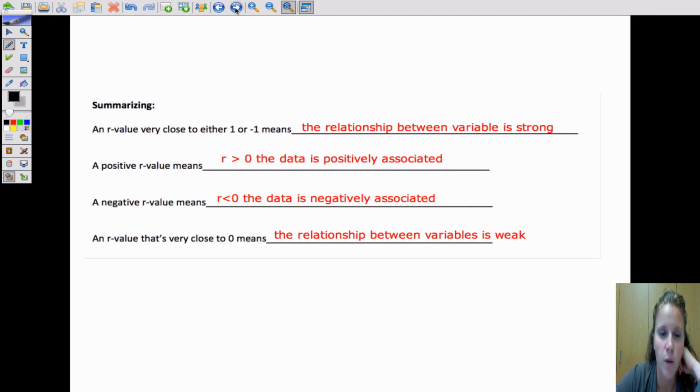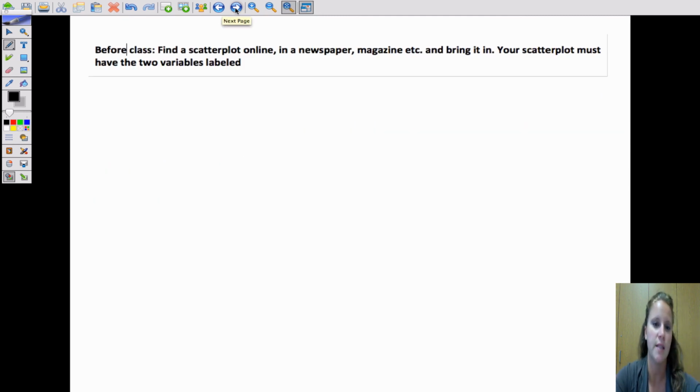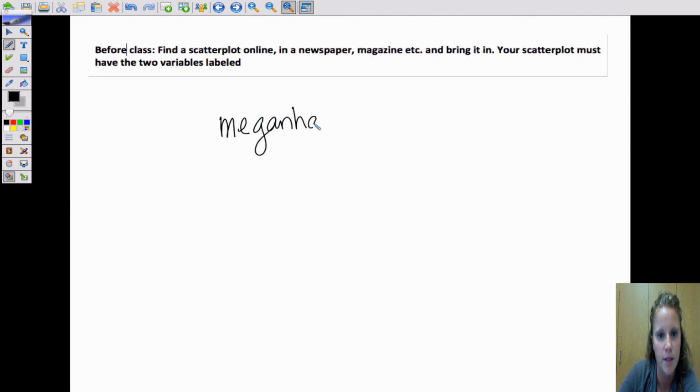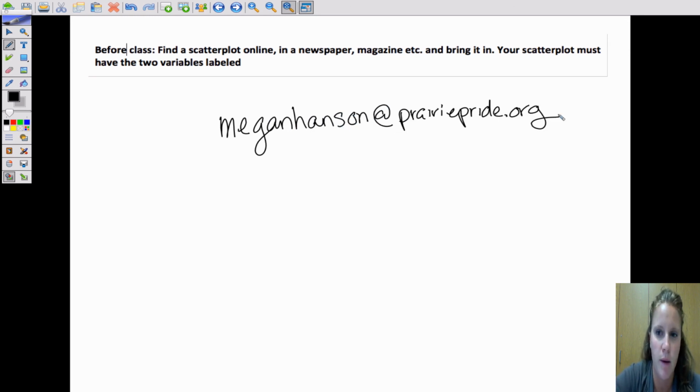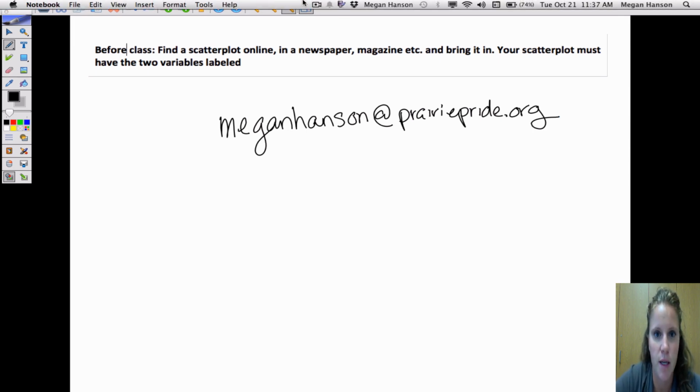So what I want you to do is find a scatter plot, either online or in a newspaper or in a magazine, or print it off and bring it in. Okay? I would prefer you email it to me, so maybe find a picture or screenshot a picture and email it to me at Megan Hansen at prairiepride.org. And we're going to talk about all of these together. We're going to do kind of a roundabout with your scatter plots, talking about their correlation coefficient, their association, and how the variables relate. All right, bring those in for class.